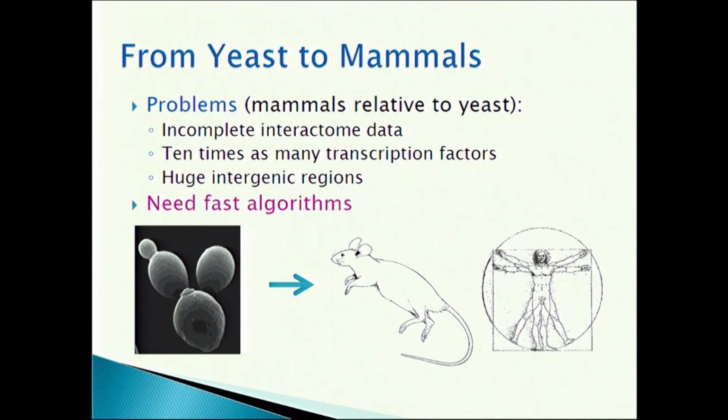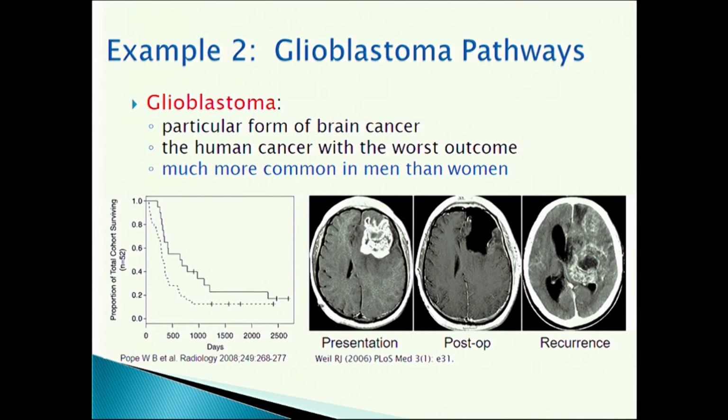So when you go to mammals, you have incomplete interactome data, massively incomplete, 10 times as many transcription factors, huge intergenic regions, so we need fast algorithms. So we looked at glioblastoma. Glioblastoma is what Ted Kennedy died of. An uncle I really love died of this. It is a horrible cancer. It's brain cancer. Even if you have surgery and chemo and radiation, you die on average within a year. I mean, it's a really awful cancer. And it's four times as common in men as in women.